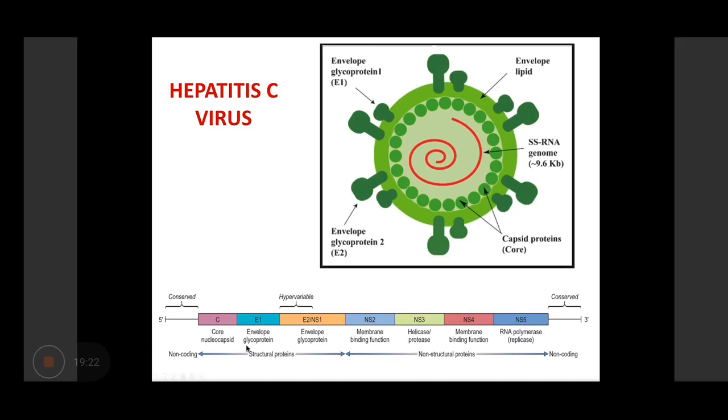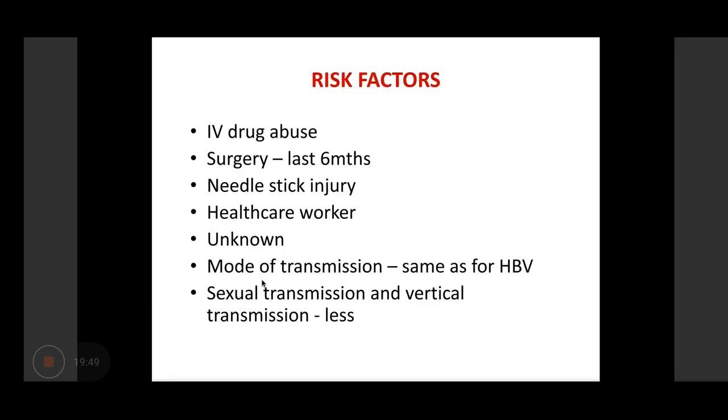This is the structure. Again, I'm not going to go into details as it will be covered later. However, the importance of the structure is in trying to develop a vaccine against this virus. Now, why is the vaccine not there? Because of the variability in the virus, various genotypes and quasi-species are there. And these variable regions of the envelope protein do not allow a vaccine to get developed for this.